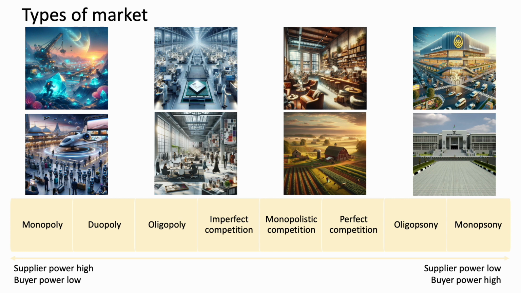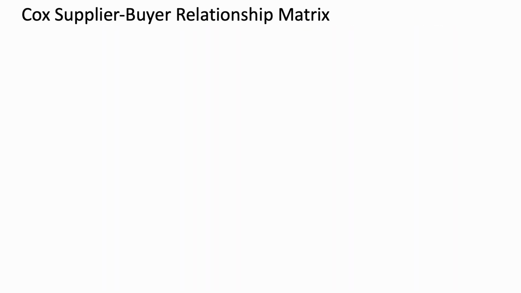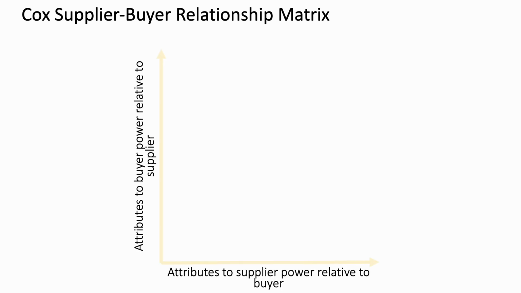As illustrated, the bargaining power of suppliers decreases from monopolies to perfect competition, whereas the bargaining power of buyers increases. This balance of power is crucial in understanding market dynamics and the relationship between sellers and buyers. The Cox supplier-buyer relationship matrix breaks down the dynamics between buyers and suppliers into 4 scenarios, helping us understand how power influences these relationships. Let's simplify each scenario with an example.